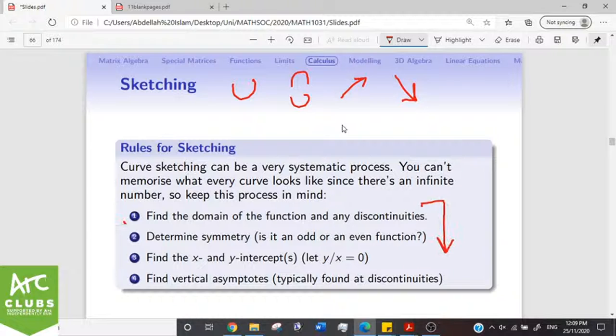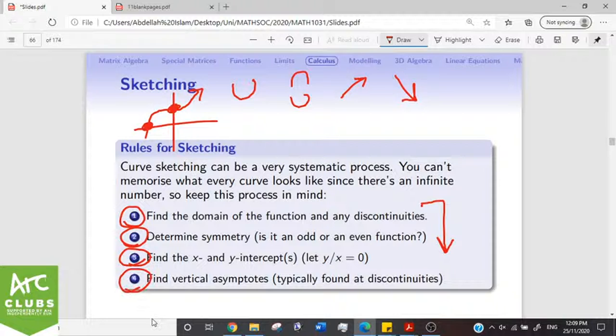First of all, we need to know where the function is defined, and if there's any spots where the function isn't allowed to be defined. Rule number 2 is not that important, and honestly, I don't really do this often. If you know it's an odd or even function, it kind of helps, but again, I personally don't think it's that useful. Number 3, finding x and y intercepts. If you have a graph that looks like this, this is a y-intercept, this is an x-intercept, so it just helps to be able to connect the dots.